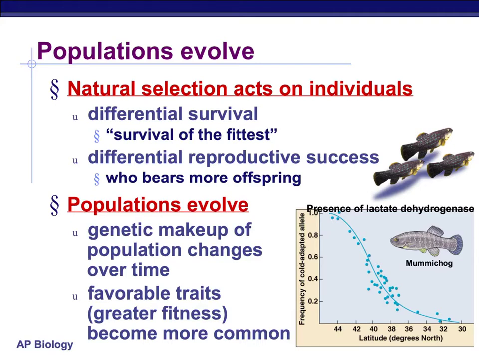The more favorable the traits you inherit, the greater fitness you have, and the more common those traits become, because those are the organisms that are successfully reproducing and passing on those traits, which allow their offspring in turn to survive. So you go from having just a few organisms with that trait who are successful to tons and tons of organisms with that trait who are also successful.